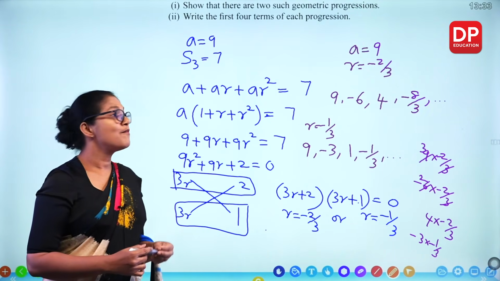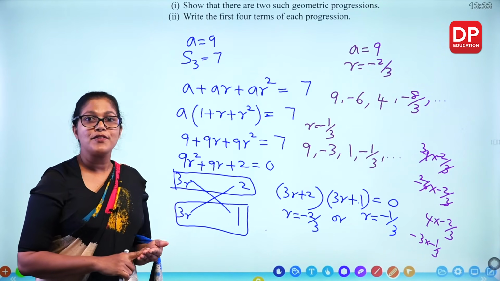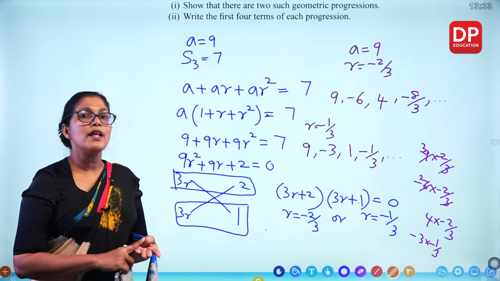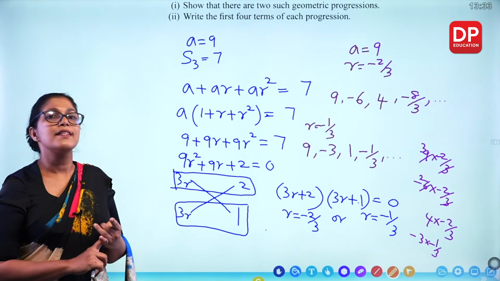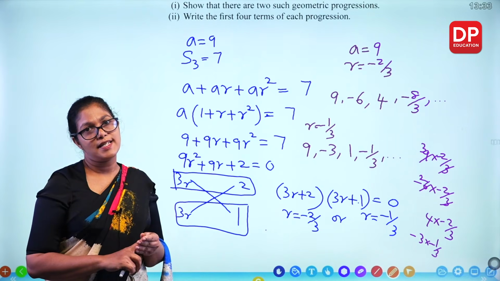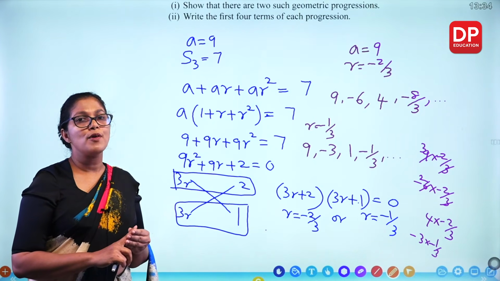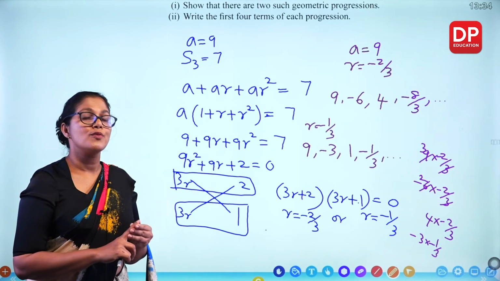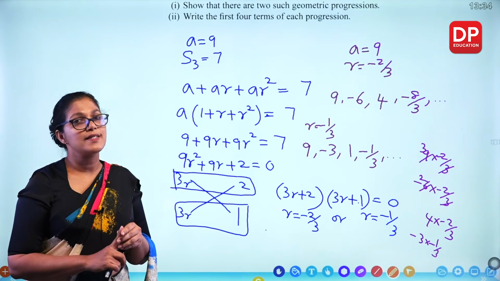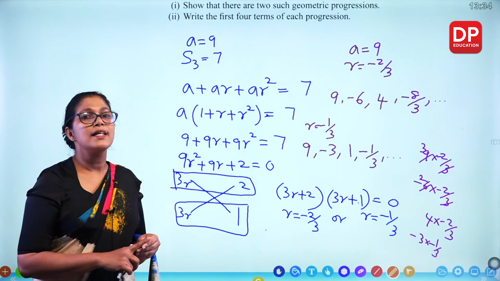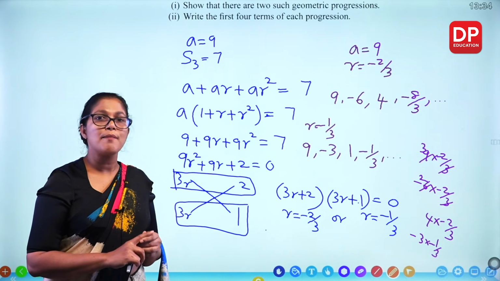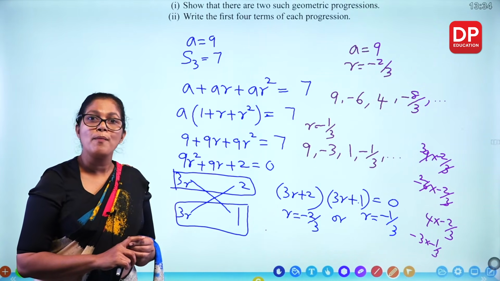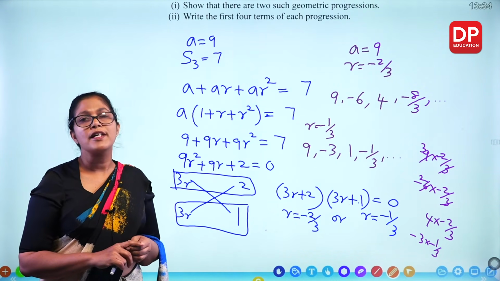In this lesson, we covered geometric progressions and the nth term formula of a geometric progression, and the sum of the first n terms. So remember the formula, and when r is less than 1, we use one formula, and when r is greater than 1, we use another formula. Remember all these formulae to solve problems related to geometric progression.